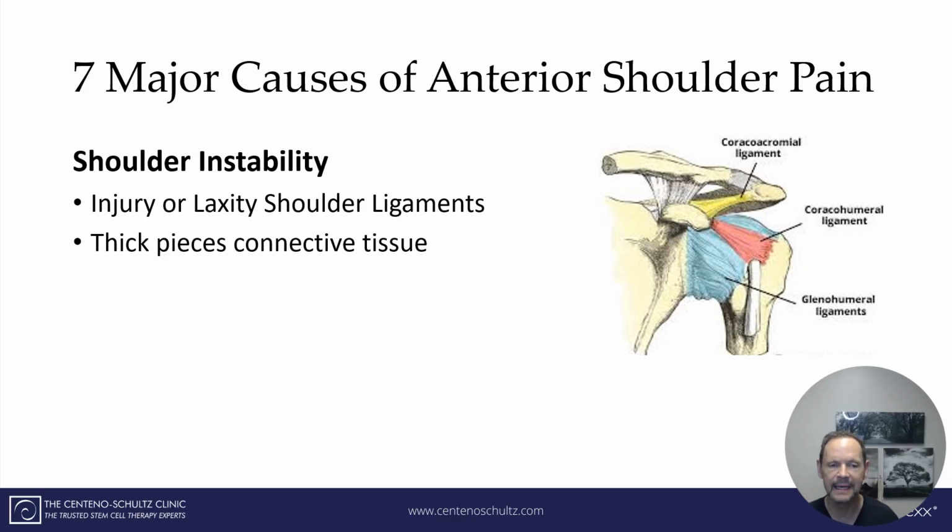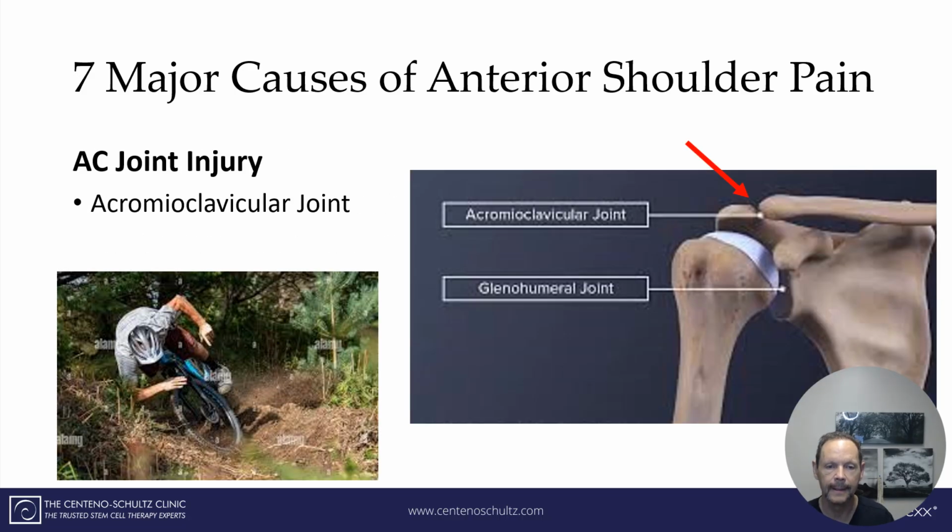The next is ligament instability. Those pieces of connective tissue that stabilize the shoulder joint can be stretched or injured, and as a result, you can have some instability leading to shoulder pain in the front.